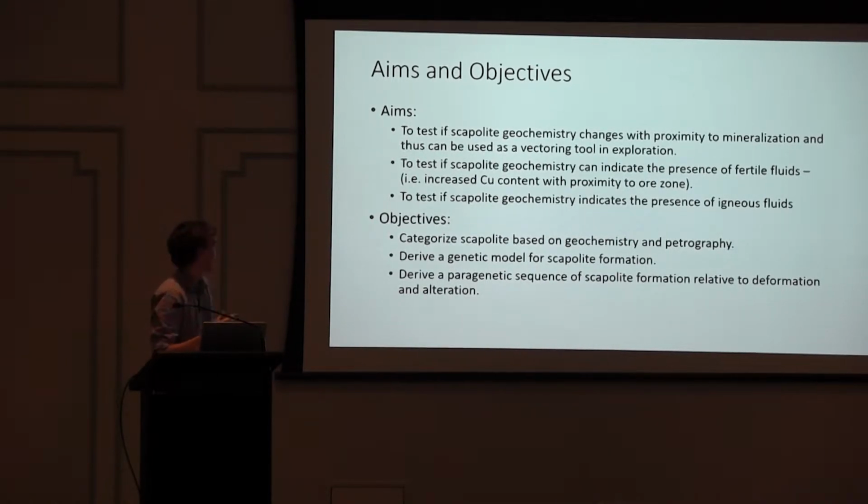With that in mind, our objectives were to characterise and group scapolite based on their geochemistry and petrography, and see if we had multiple generations or a single generation, etc. We wanted to derive a genetic model for how the scapolite formed, and then we wanted to derive a paragenetic sequence for scapolite relative to the other minerals in the assemblages it forms in, as well as a deformation and alteration sequence.